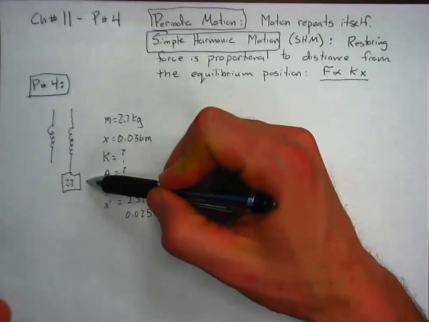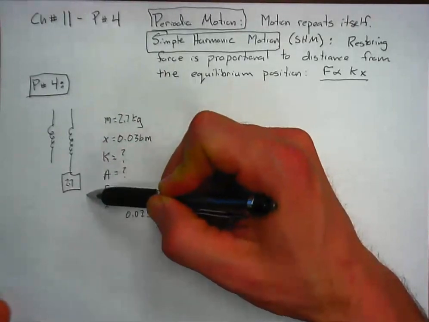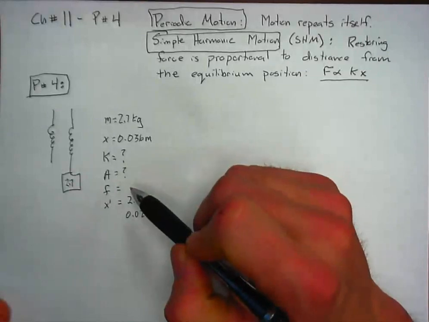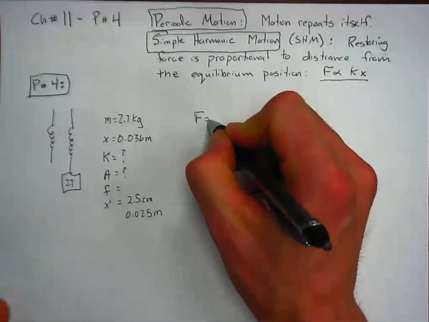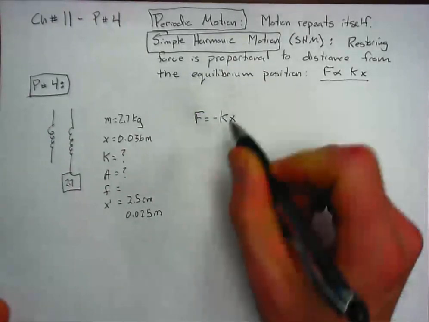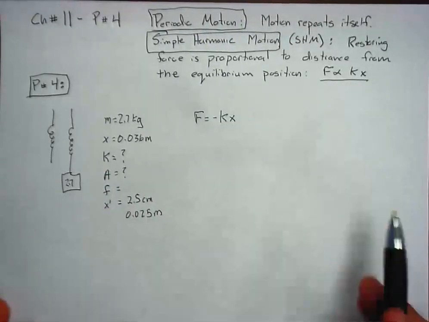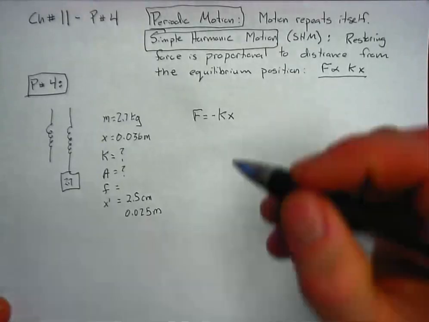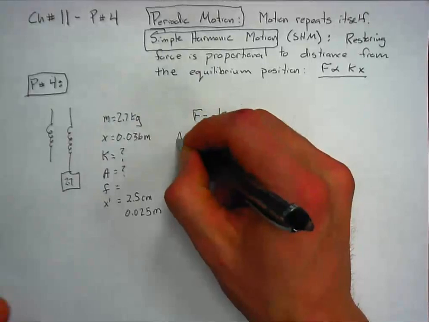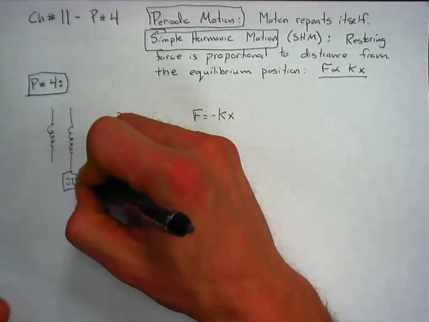Well, the mass would just kind of go up and down like this, repeating the up and down motion. So it would be periodic. And we're dealing with Hooke's law here for springs, where the restoring force is proportional to kx, where k is our spring constant. So indeed we have simple harmonic motion here. Okay, so part A of the problem asks us to solve for the spring stiffness constant.